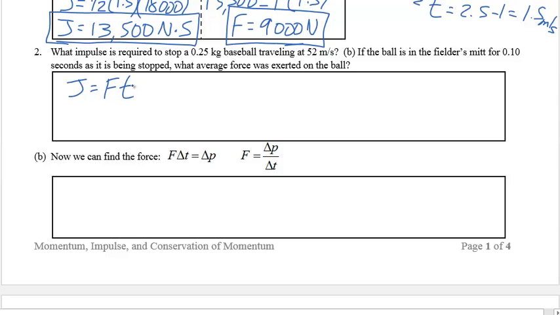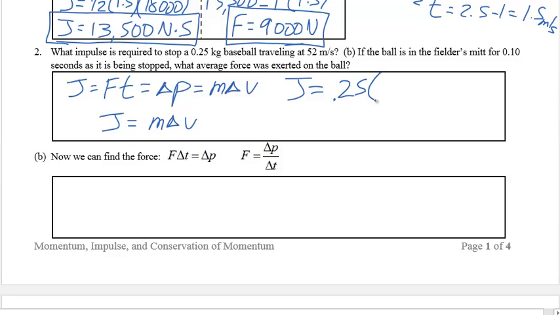They're actually giving us the change in momentum, because the change in momentum is mass times change in velocity. So we really could say that if we know the mass times change in velocity, we know the impulse. So impulse equals the mass in kilograms, 0.25, times the change in velocity. It ends at 0, so that's our final velocity, and it started at positive 52, so final minus initial gives us the impulse of negative 13 newton-seconds.